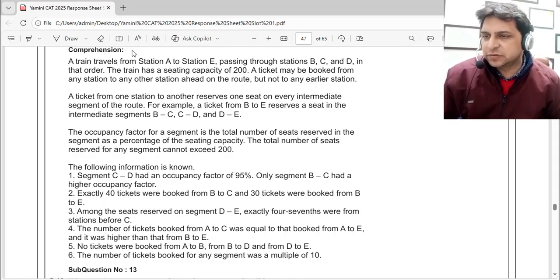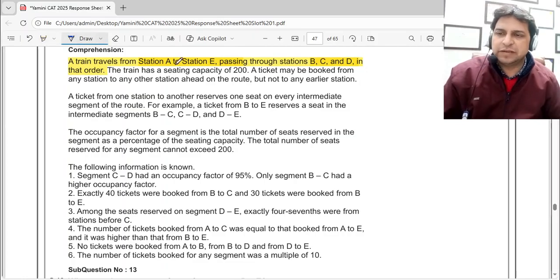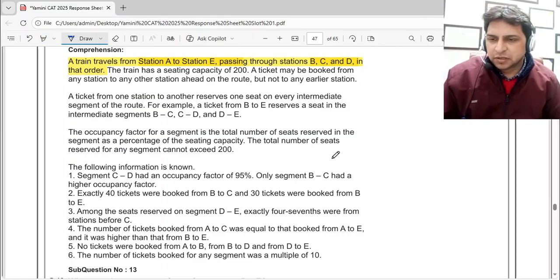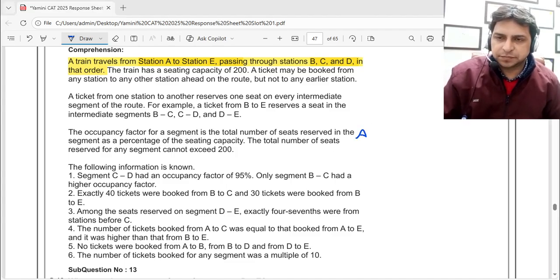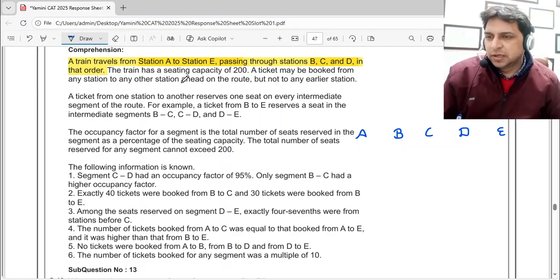A train travels from station A to station E, passing through station B, C, and D in that order. So, the first information which we have, let's start straight away, make it. So, there are 5 stations. First of all, we have station A, then station B, station C, D, and then we have station E, and the train is moving. It has a seating capacity of 200.